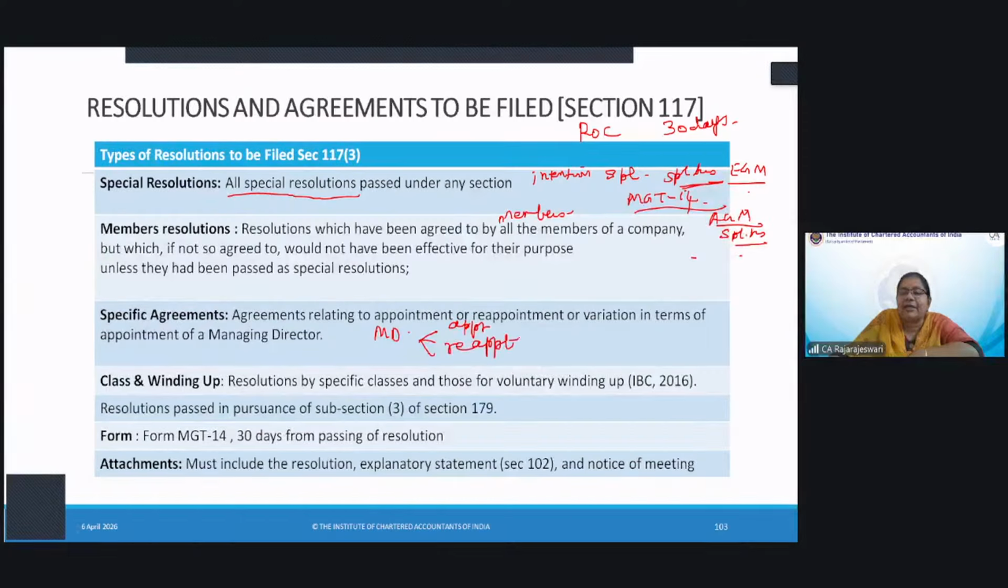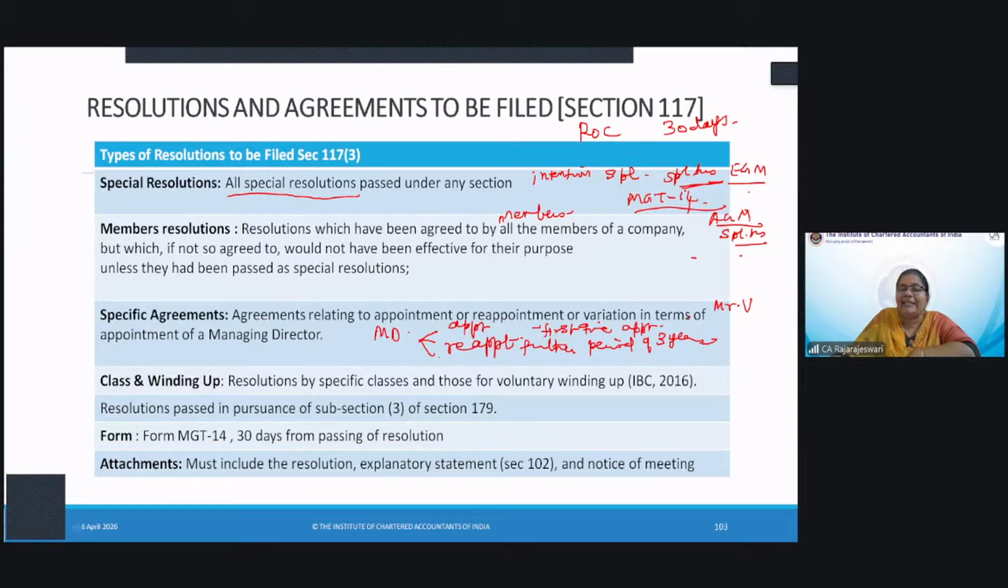In case of a managing director, you are reappointing him as a managing director. Appointment means first-time appointment. Correct? Mr. V has been appointed as the managing director for the first time. You call that an appointment. Now his term of office goes and you are reappointing him for a further period of 3 years. Then you call it a reappointment.